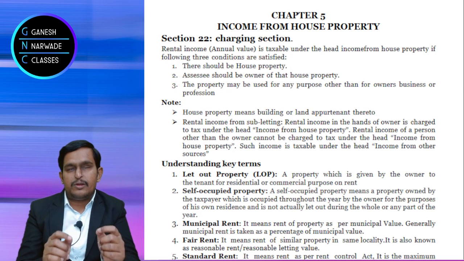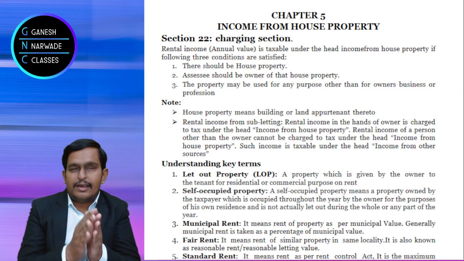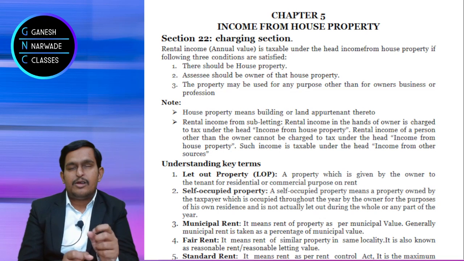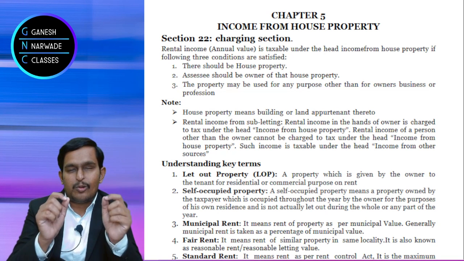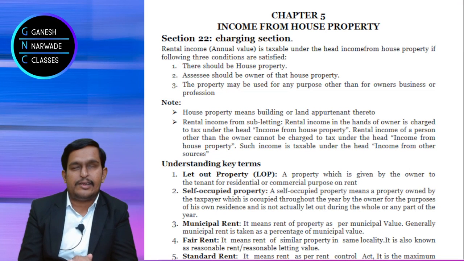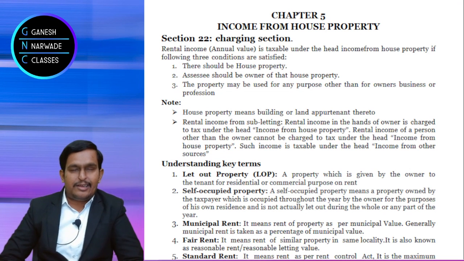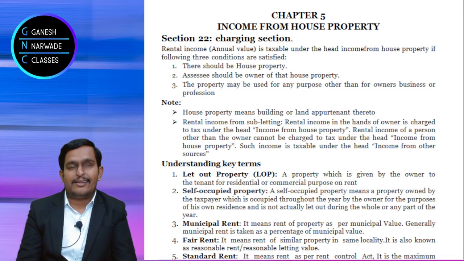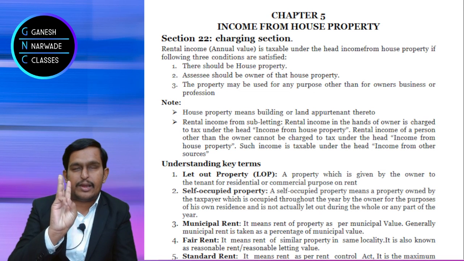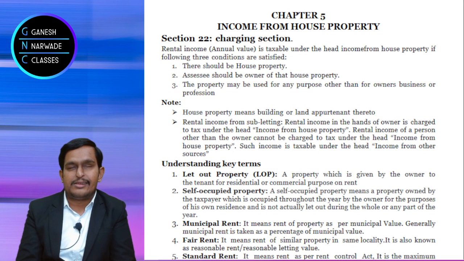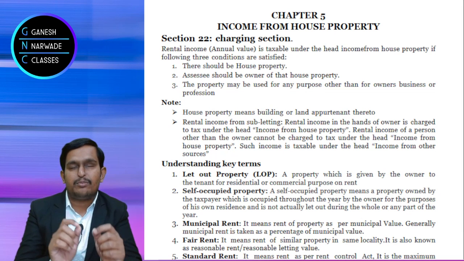And it may be used for any purpose. It may be used for residence purpose. It may be given on a rental basis for businesses. But you should not do your own business. That is what section 22 talks about. So section 22 talks about three conditions. One, there must be a house property, it must be owned, and it must be used for any purpose other than your own business and profession.